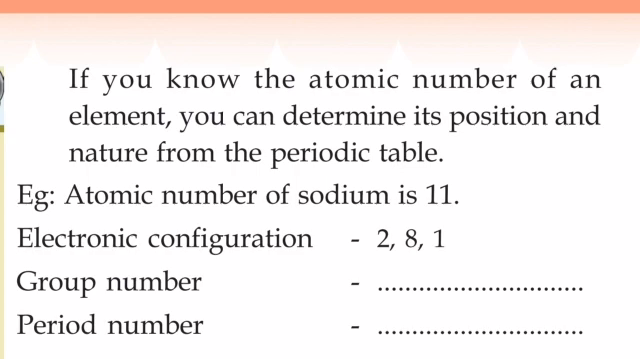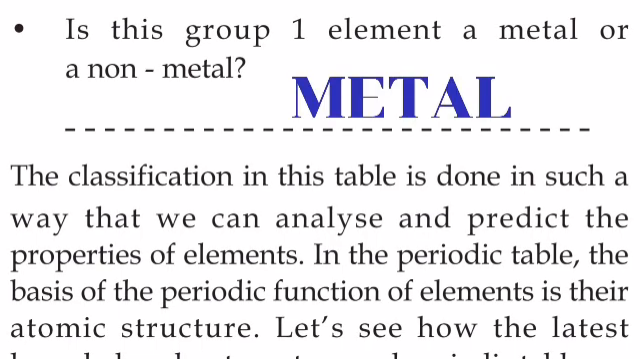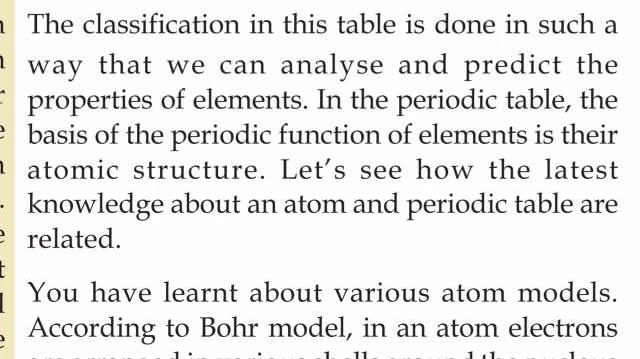Electronic configuration 2, 8, 1. Can you say the group number and period number? Yes, the group number is 1 and period number is 3. How did you get it? In the electronic configuration 2, 8, 1, the last number is 1, so we can take group number 1. Being the electronic configuration 2, 8, 1, that is, the electrons are distributed in 3 different shells, so the period number is 3. Is this group 1 element a metal or non-metal? Can you say? Think it. Yes, it's a metal. The classification in this table is done in such a way that we can analyze and predict the properties of elements.